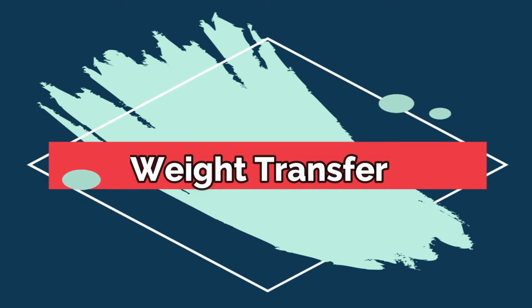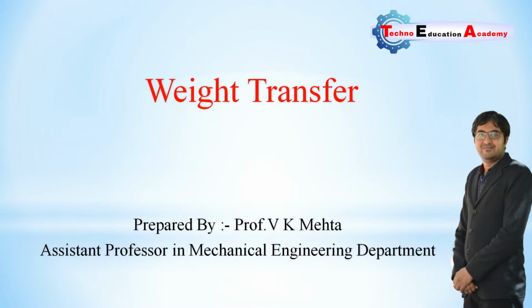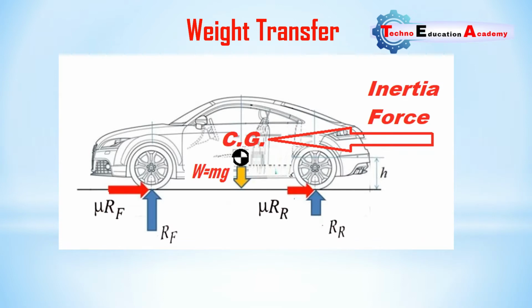In this video lecture, we will discuss the various forces acting at the time of application of brakes. Here you can see this is the inertia force, W equal to mg, it is the weight. It will act on CG. CG means center of gravity. The whole weight of the body is concentrated at one point. It is called center of gravity.